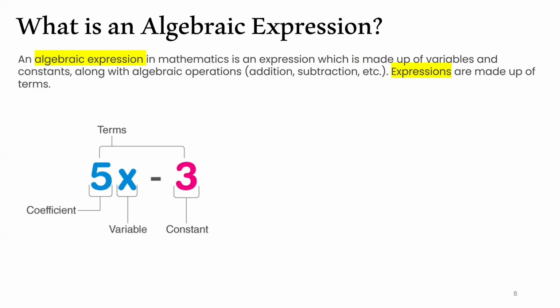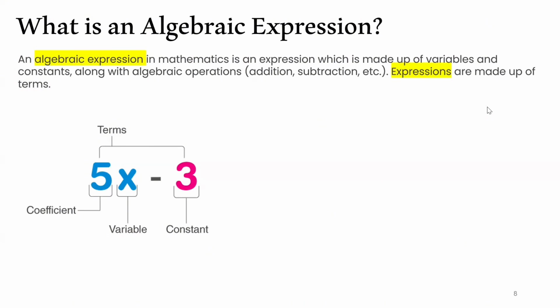An algebraic expression in mathematics is an expression which is made up of variables and constants along with algebraic operations. What do we mean by algebraic operations? We're talking about the four basic operations: subtraction, addition, multiplication, division. Algebraic expressions are made up of what we call terms.